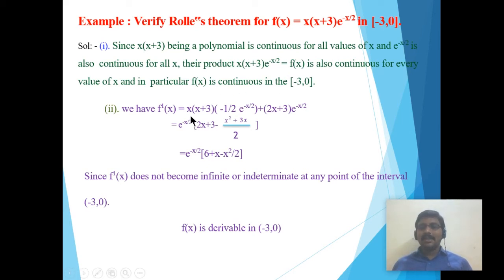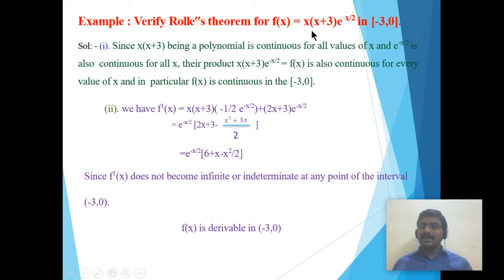Now we will find f dash of x. The derivative is obtained by using the product rule. The product rule is u v dash plus v u dash. That is, x into x plus 3 kept silent, times the derivative of e power minus x by 2, which is e power minus x by 2, and the derivative of minus x by 2 is minus 1 by 2. Now e power minus x by 2 is kept silent.